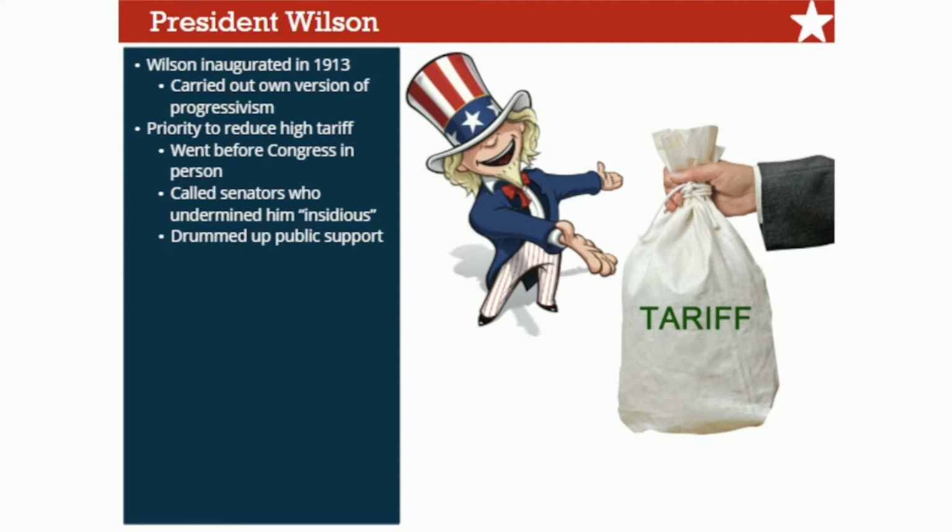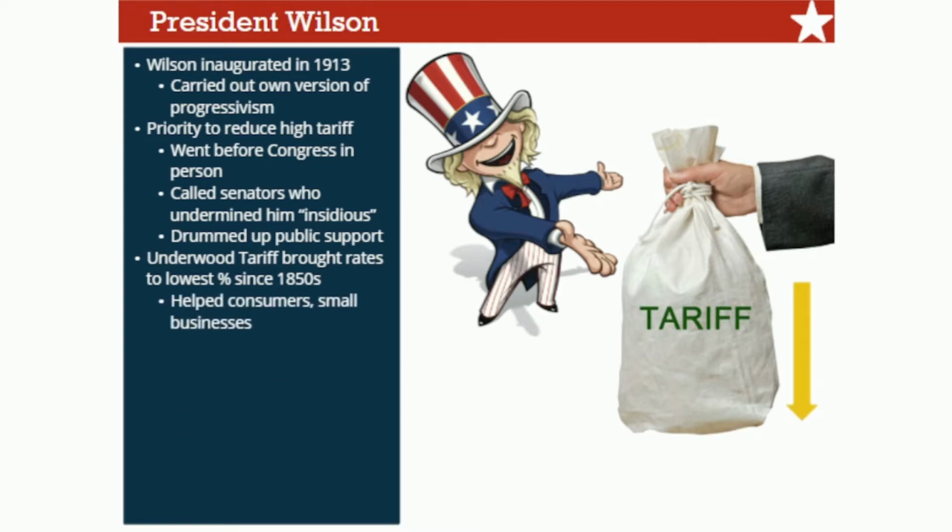Under Wilson's strong leadership, the Underwood tariff that Congress passed brought rates down to their lowest percent since the 1850s, helping consumers and small businesses at the expense of big business.